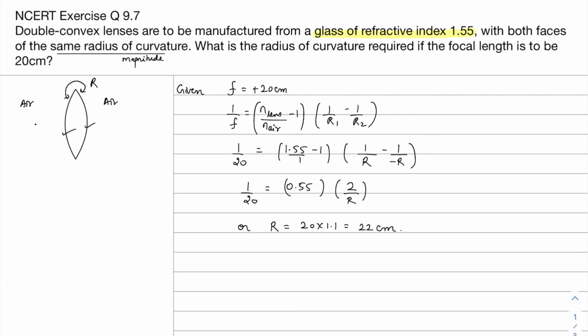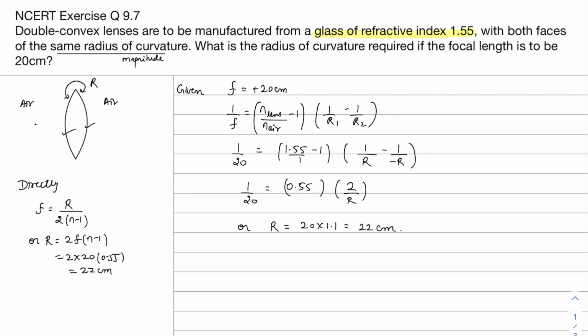In most of the books, students preparing for competitive exams are directly told the formula that if you have an equiconvex lens, you can write f equals r upon 2 times n minus 1. If I use that formula directly, it would be r is 2f into n minus 1, which again gives you the same result that I have written right now. That also gives 22 centimeter.